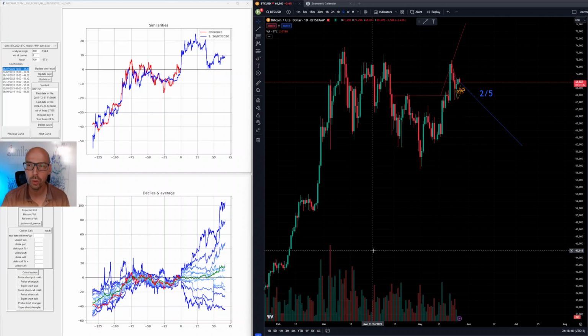Okay, welcome everyone. We will do a medium-term analysis of Bitcoin today with the similarities. So, what is similarities? Similarities is to take the last period, a part of the actual period, and take it as a reference and try to find it in the past. And when you find this period in the past, you just draw it on a graph and try to find some indication of what may happen in the future.